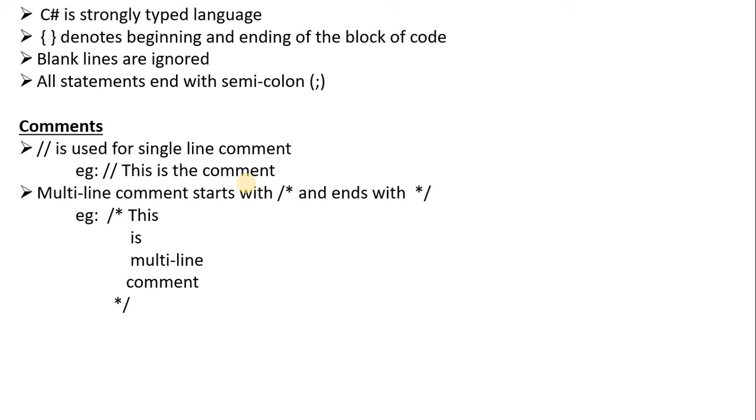So let's learn about comments. In C# also we use two ways to comment. One is single line comment and the other is multi-line comment. We use two forward slashes for the single line comment, and the multi-line comment starts with forward slash star and ends with star forward slash.